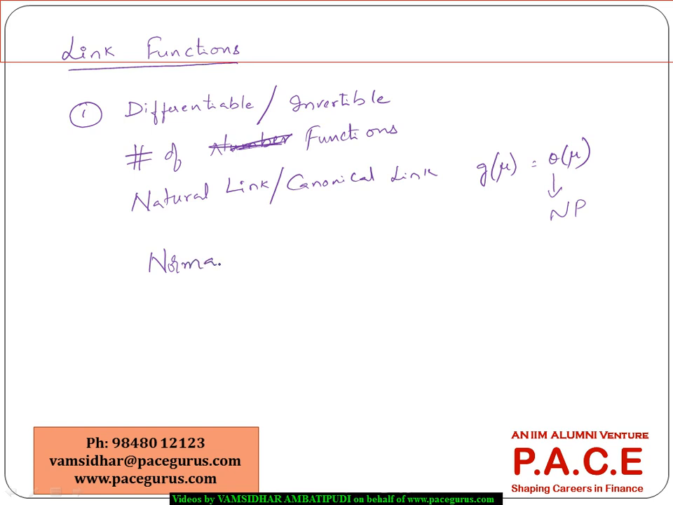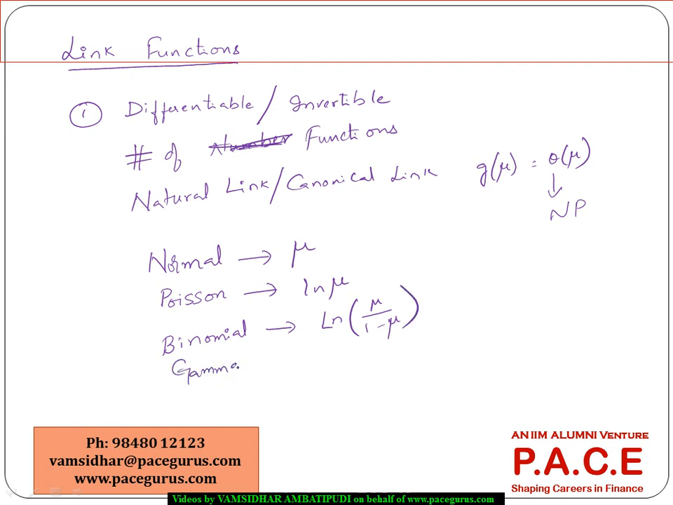Which means when my response variable is following a normal distribution, then mu is my link function. When I am considering a Poisson distribution, log mu is my link function. When I am looking at binomial, the logit, which is log of mu divided by 1 minus mu, is my link function. When I am looking at gamma, the inverse or the reciprocal, wherein 1 by mu forms my link function. So these link functions work well for each of the above distributions.